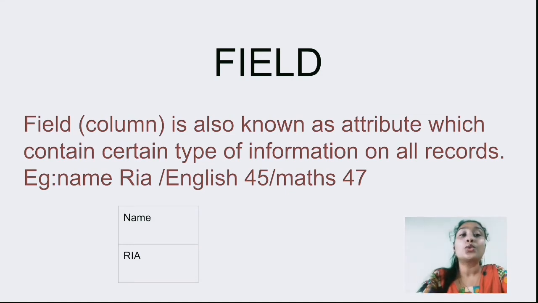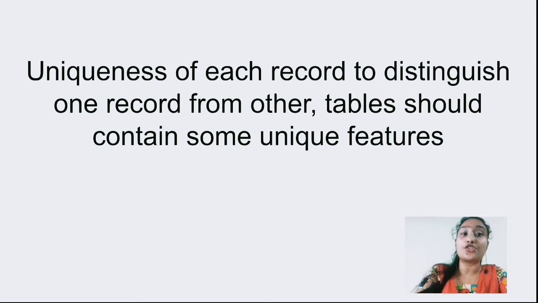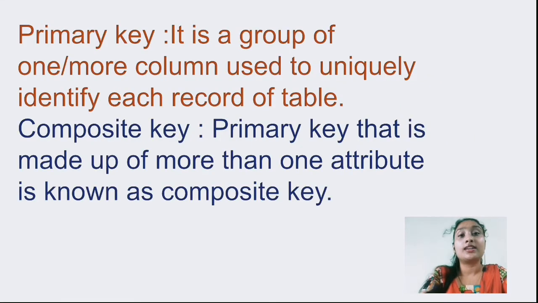Now to maintain uniqueness we have many keys, that is primary key, composite key, candidate key, alternate key, and foreign key, which provide uniqueness in our table. So let us see the uniqueness of each record to distinguish one record from another. A table should contain some unique features. What are these? Primary key.